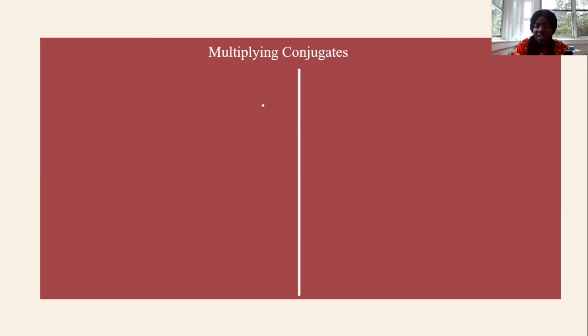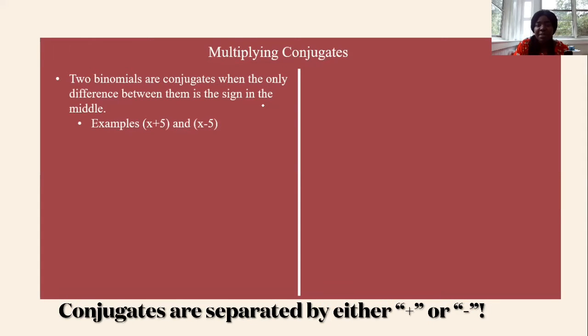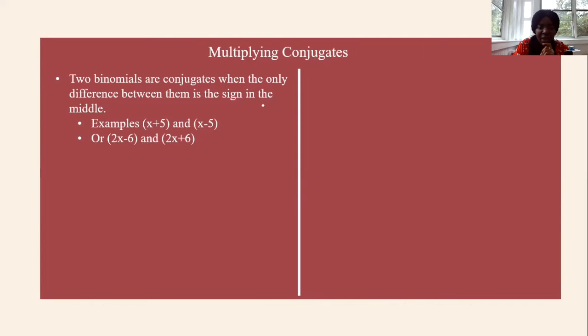So let's get started. Two binomials are conjugates when the only difference between them is a sign in the middle. So an example is x plus 5, right? And x minus 5. The only difference there is that one is a plus and then one is a minus in between the two numbers, the variable and the number in this case. Okay, so another example is 2x minus 6 and then 2x plus 6. These are conjugates, okay?